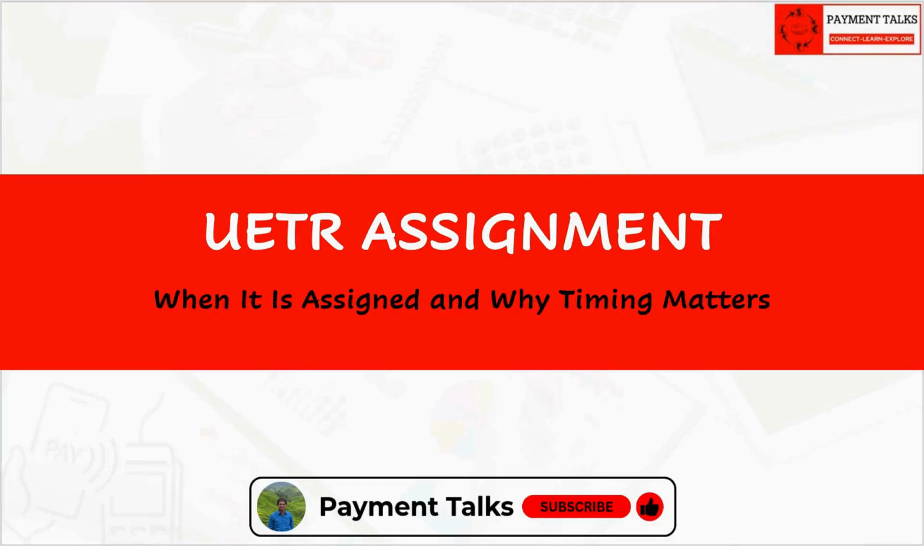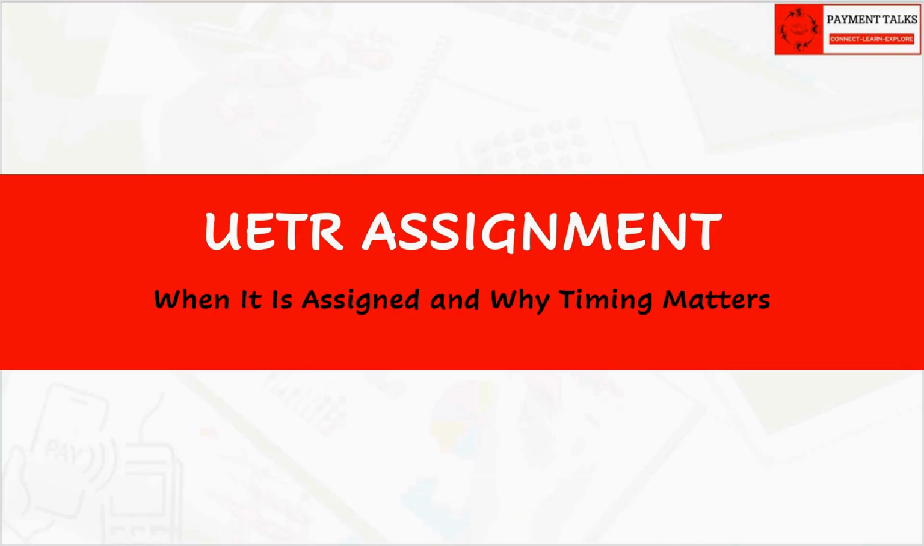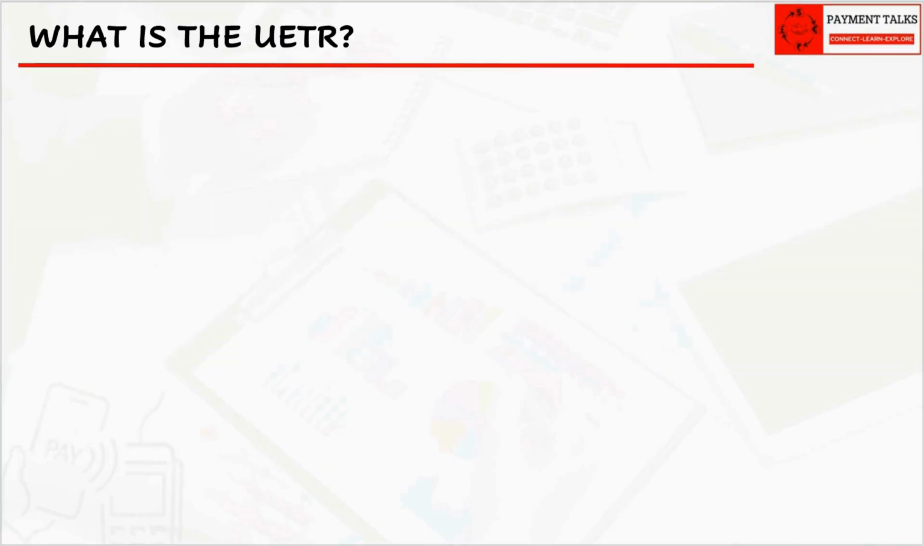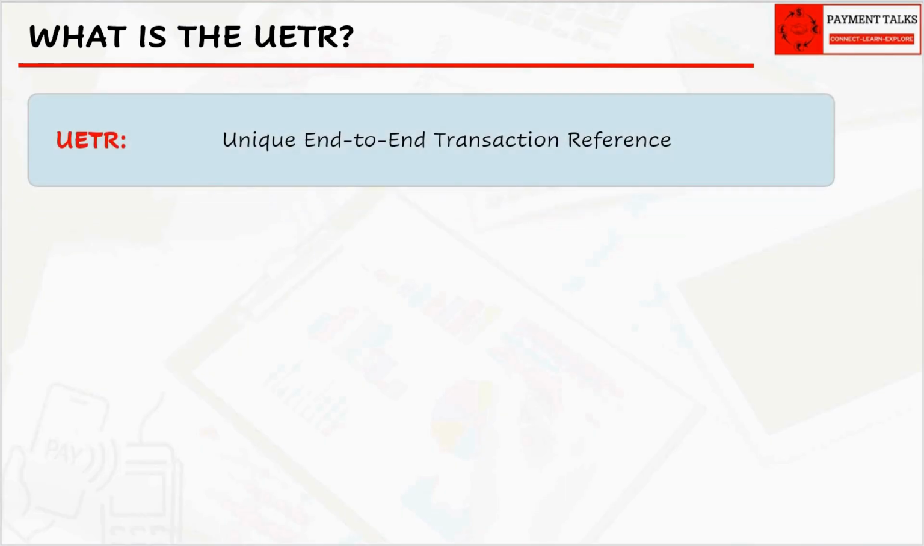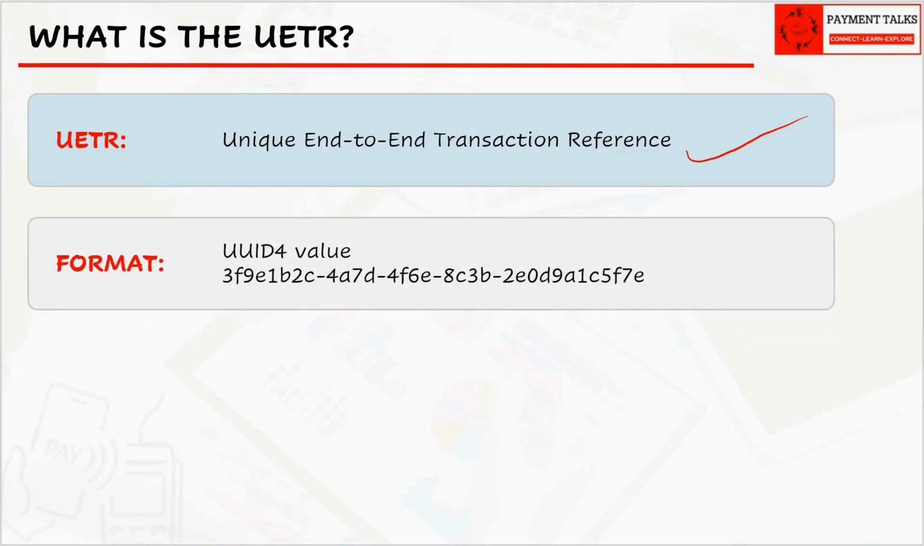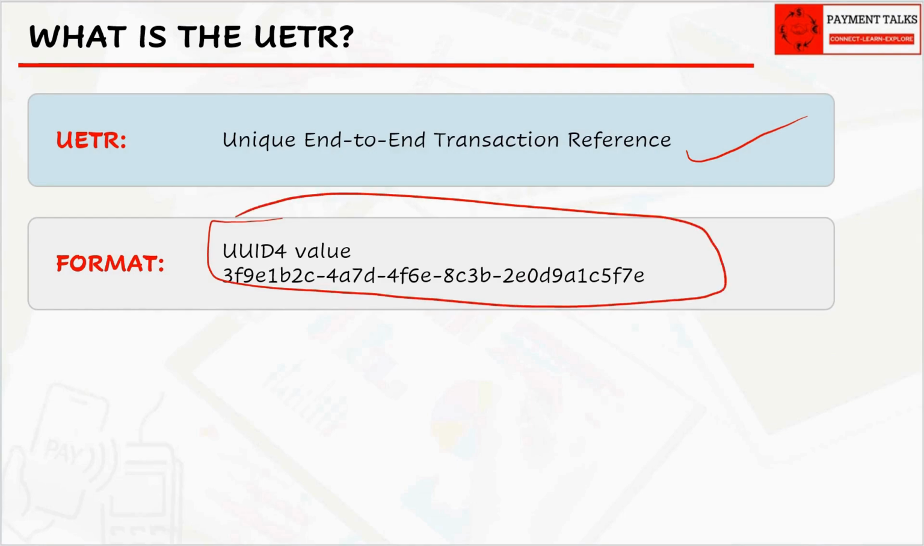There is one more initiation topic to address before we look at the three processing phases, the UETR, and specifically when it gets assigned. UETR stands for Unique End-to-End Transaction Reference. It is a UUID4 value. If you have not seen a UUID4 before, it looks like this. Randomly generated, globally unique with a probability approaching certainty.